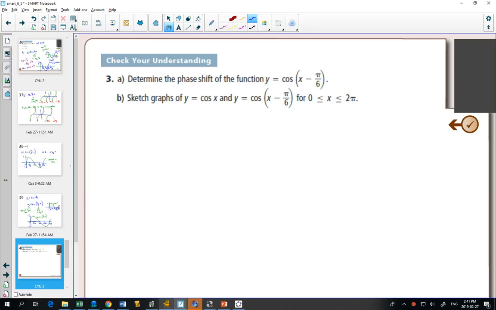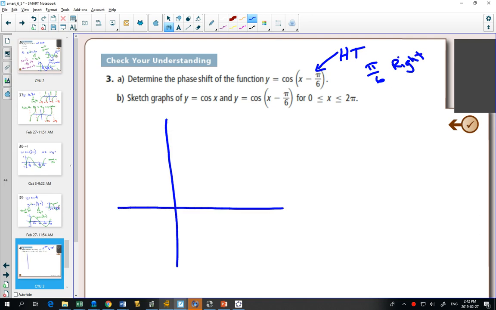Determine the phase shift. So when we see that minus pi over 6, it is inside the function. Inside the function is horizontal. That's going to be a horizontal translation. It's going to move everything pi over 6 to the right.